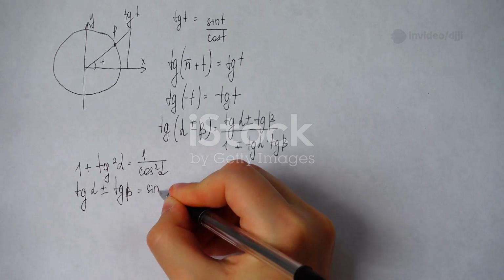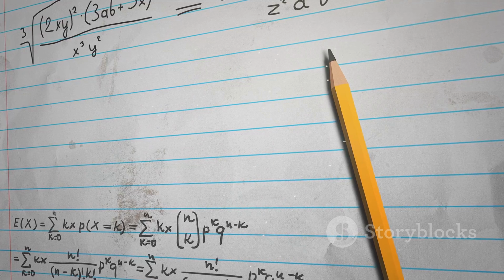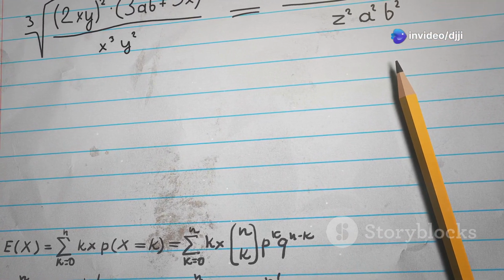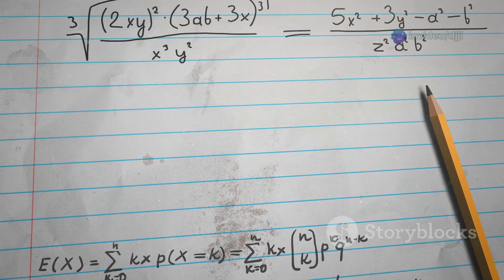Here's how to find the equation of a line using 2 points. First, find the slope, m. Use the slope formula m equals y2 minus y1 divided by x2 minus x1, where x1, y1 and x2, y2 are the coordinates of the 2 points.